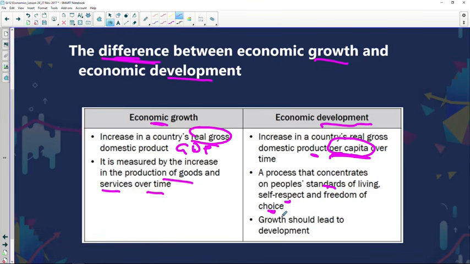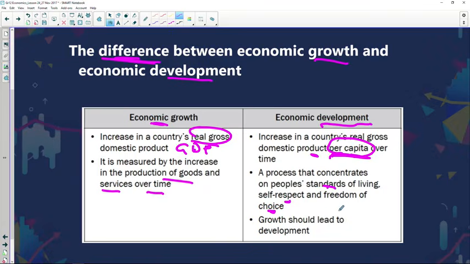Okay, so when we see that the lifestyle of people or of South Africans is improving, their access to basic resources is improving, then we call that economic development, that there is a development that is happening in ensuring that the lifestyle or the standard of living is improved in our country. But most importantly, the freedom of choice.